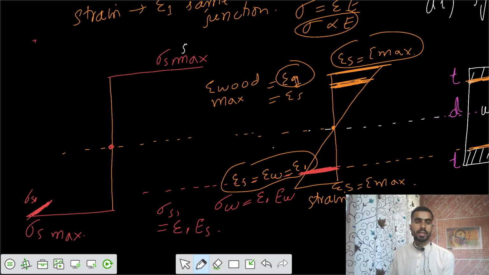We know that E steel is greater than E wood. That means the stress in steel is more at this junction as compared to wood, so the stress in the wood would be lesser than that. Let's say this is the stress in the wood, and you have to go down by this amount. Then after the zero you have a linear variation, similarly this variation of stress in the wood.